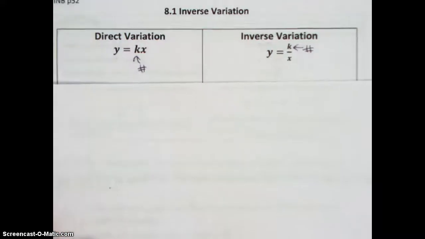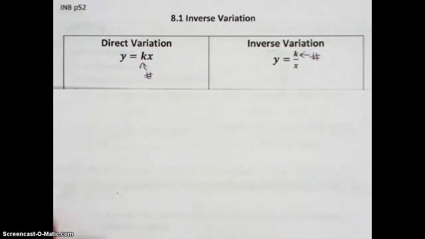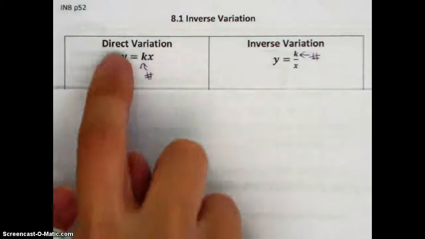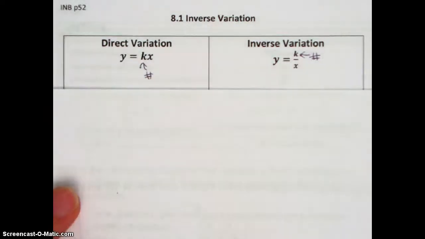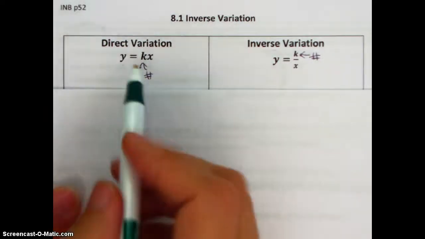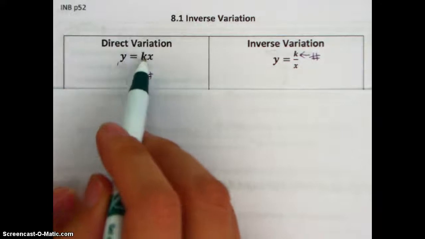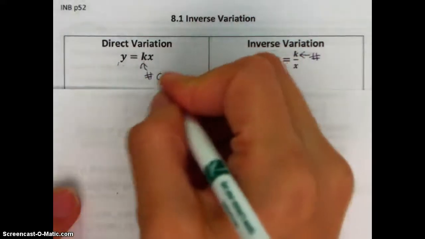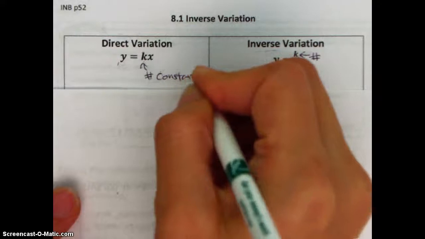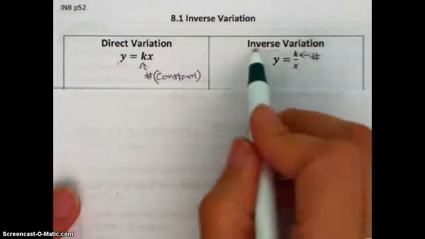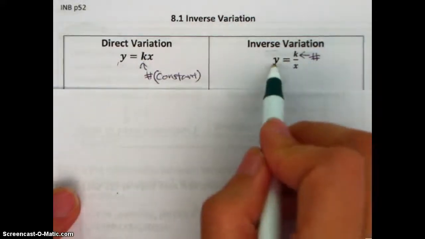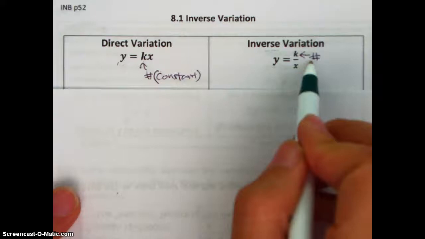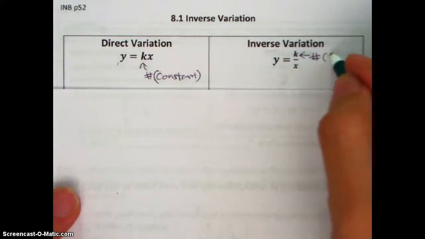Okay, in this lesson we're going to talk about inverse variation. There is direct variation and there is inverse variation. Direct variation is in the form of y equals k times x, where k is just a number, or constant. And inverse variation is in the form of y equals k over x. K is just another number, or we call it constant.